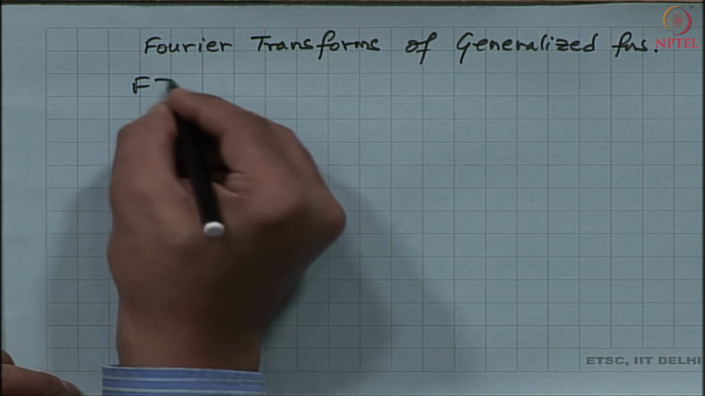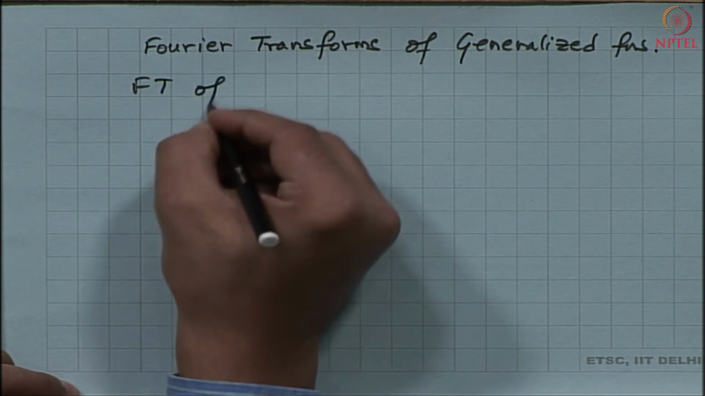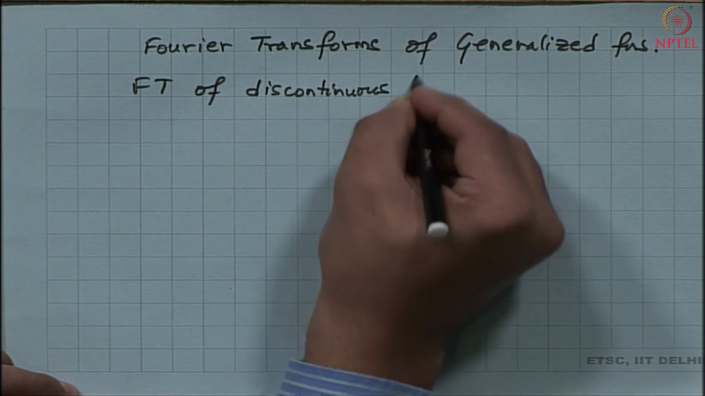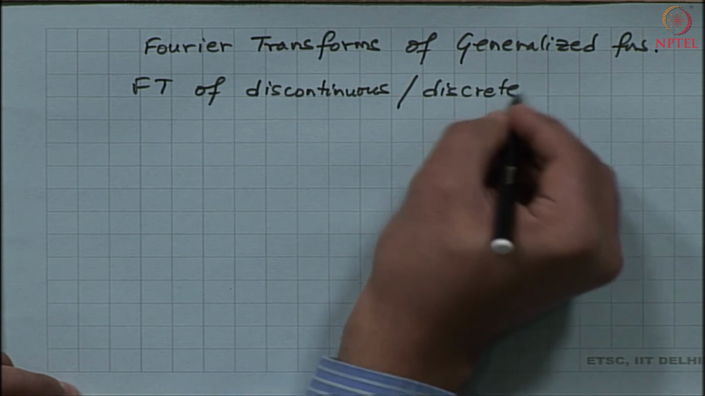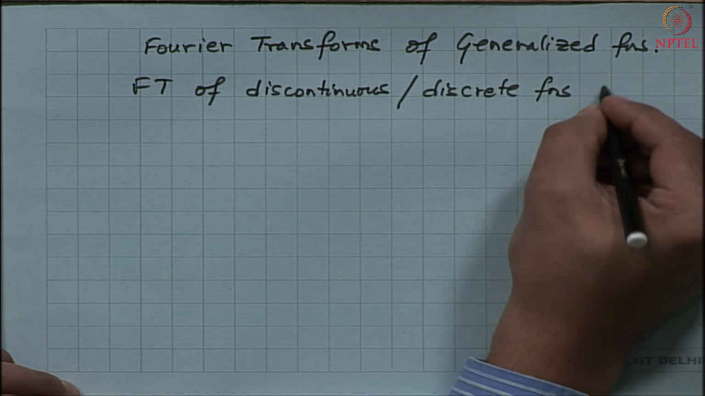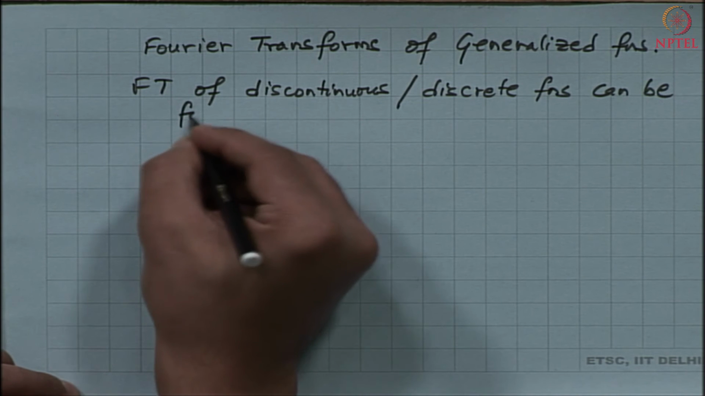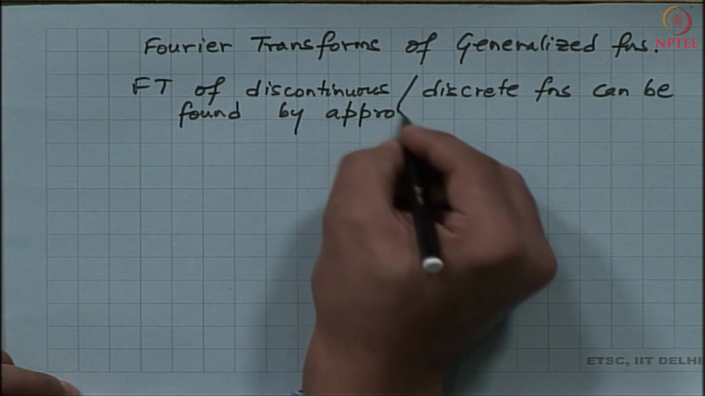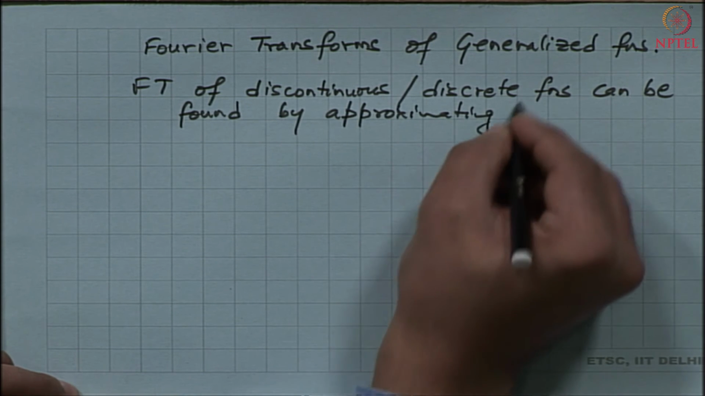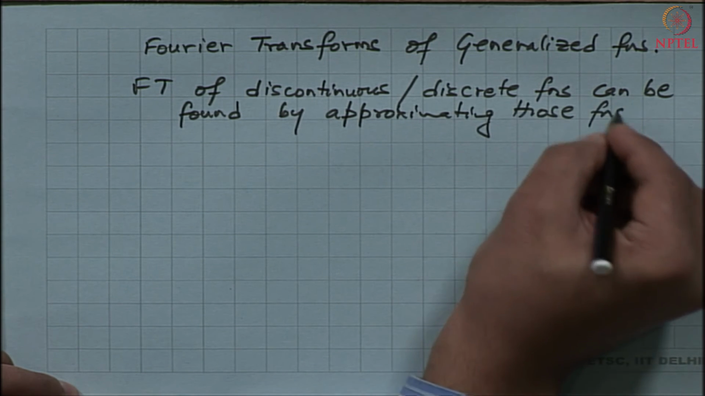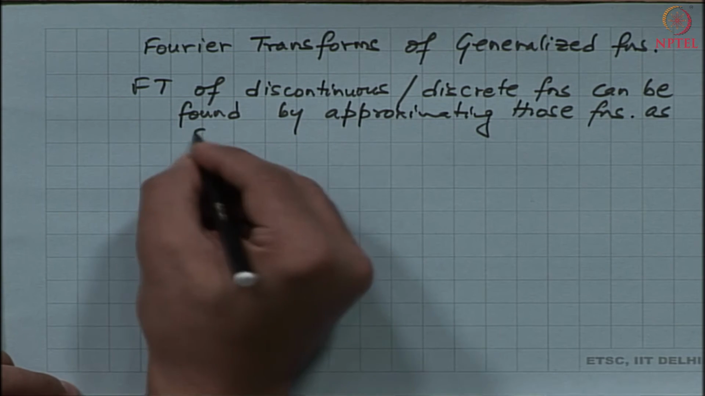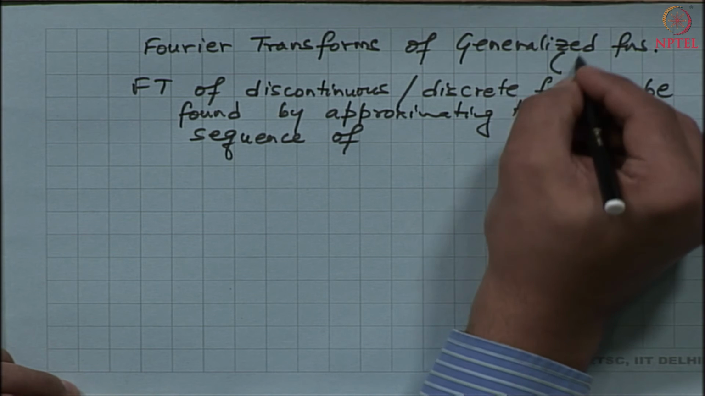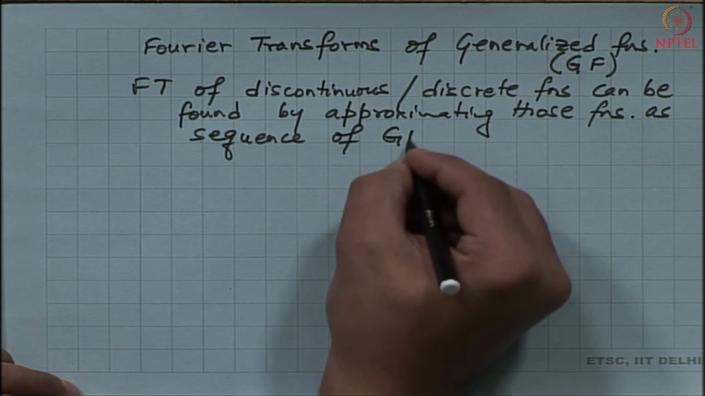So, Fourier transforms of discontinuous or discrete functions can be found by approximating those functions as a sequence of, let me call this generalized function as GF, sequence of generalized functions.